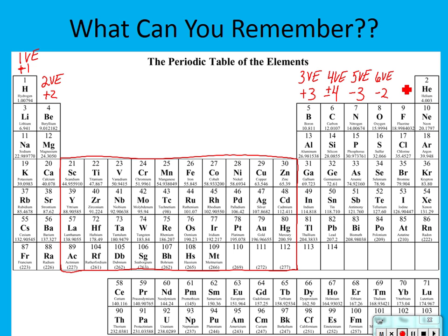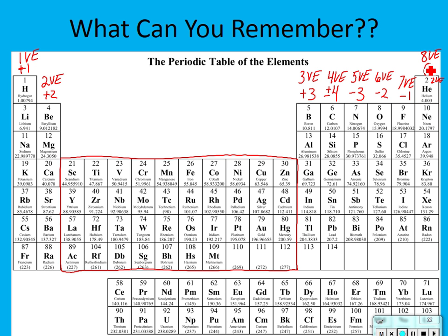Let's go to the next group. How many valence? 7. 7 VE. And what's the charge? -1. Okay, very good. And finally, the noble gases. What are we going to write above it? How many valence? 8 VE. Except for helium, which has 2 VE. Maybe make a note of that. What's their charge going to be? 0. They don't have a charge because they're not going to gain or lose valence electrons. They're already stable.